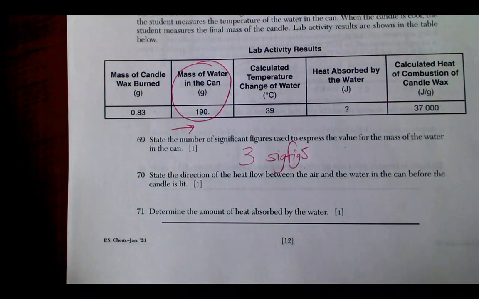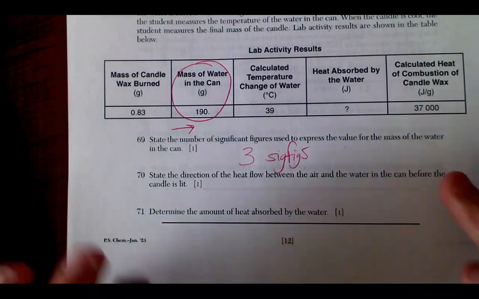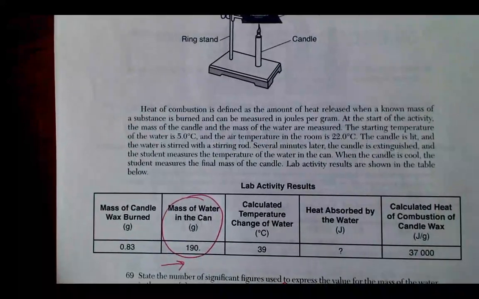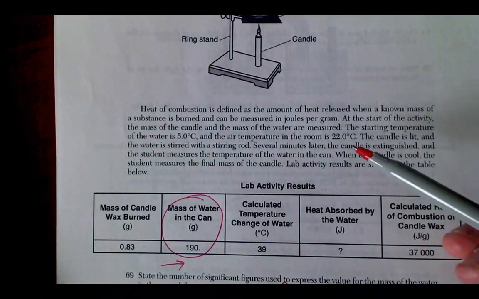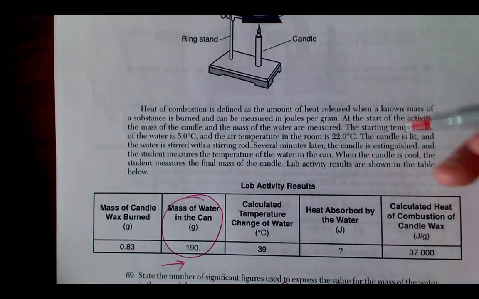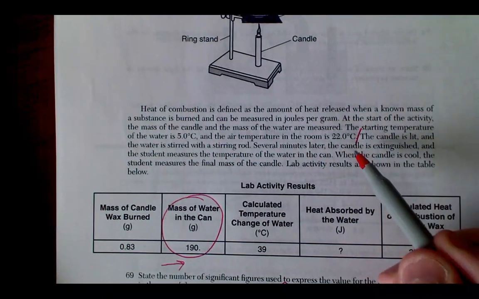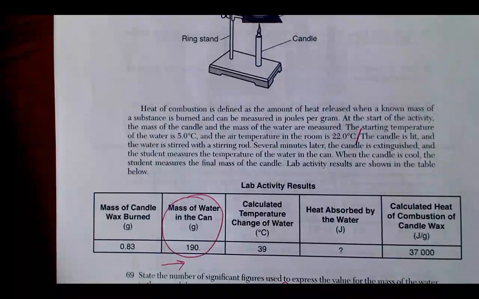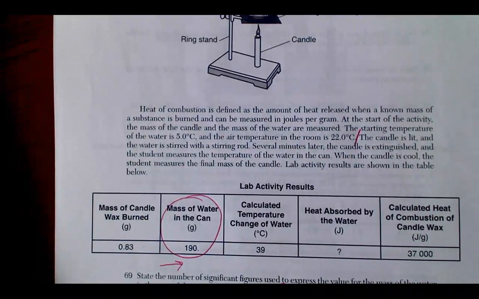70 says, state the direction of heat flow between the air and the water in the can before the candle is lit. So before the candle is even lit, let's go see what was going on here. I see right here it says the candle is lit. So I'm going to see before that even happens what was going on with the heat before that point. It says state direction of heat flow. We just have to say which direction heat's moving.